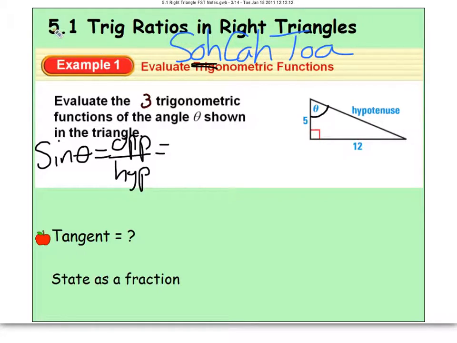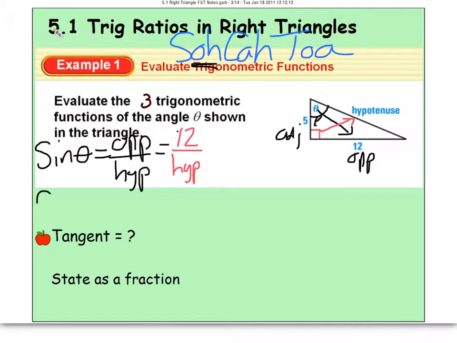And remember the opposite, just go to the angle and go straight across. That's called the opposite side. Adjacent means you touch the angle, so this is the adjacent side. And the hypotenuse is always straight across from the right angle. So for sine, opposite is 12. And the hypotenuse we don't have quite yet, so we'll just put hypotenuse.